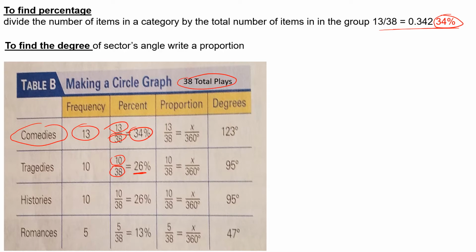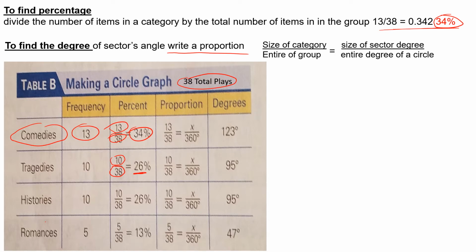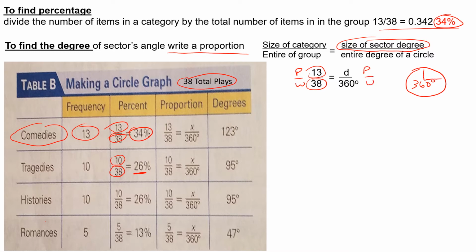The second thing you need to be able to find is the degree. What was the degree of the angles? You do that by writing a proportion. So here's the proportion. You take the size of the category divided by the entire group, equals the size of the sector degree, this is the unknown, this is what you're trying to find, divided by the entire degree of the circle. So for example, if we're talking about comedies, the size of the category was 13, and we divide it by the total number of plays. Notice it's the same fraction we did for the percents. Circles are 360 degrees. So this was a part divided by the whole. Same thing here. We want to find out what the sector part is. So this is the sector degree. This is a part divided by a whole. So they're equivalent. That's what you do when you have a proportion: you set those up and make those equivalent.